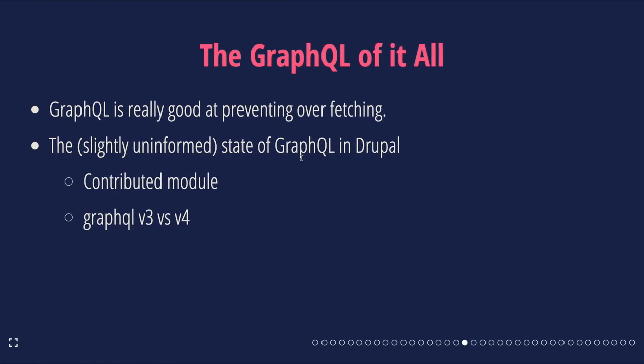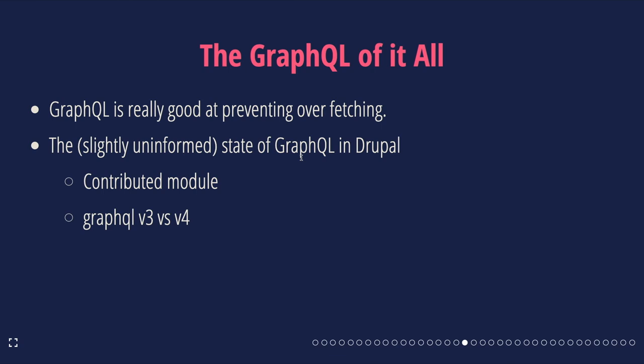So going back to overfetching, there also is the GraphQL of it all. For those who might not be familiar with GraphQL, it's an alternate query language that's pretty popular in the JavaScript ecosystem. And it's good at solving this problem and preventing this type of overfetching, because you essentially define the shape of your query, and then the response that comes back follows that shape exactly.